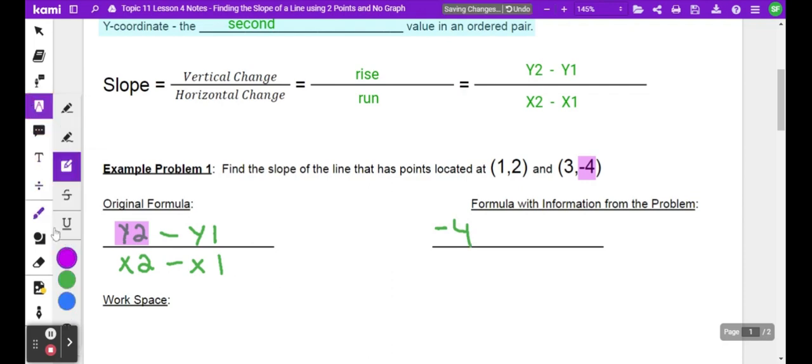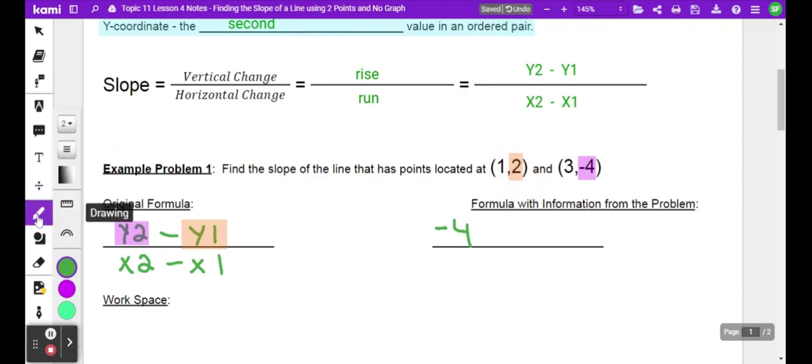y1 simply means the y coordinate from the first point. In this example, the first point was at (1, 2). The y coordinate for that ordered pair is 2. So I'm just going to substitute y1 out, and I'm going to put in 2, -2. So we have a simple subtraction problem, -4 minus 2.